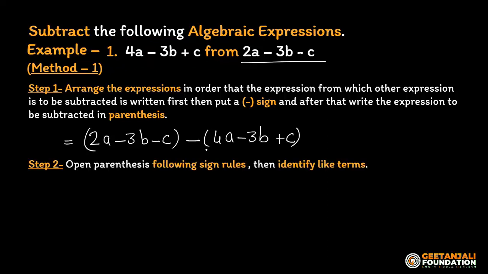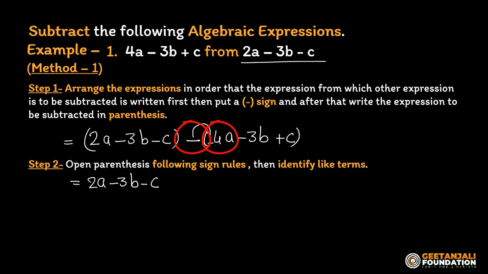Now in the second step, we have to open parentheses. So when we open parentheses, we always check sign before the parentheses. So before this parentheses, the sign is plus. So we will write this expression as it is. So it will be 2a minus 3b minus c. So we have written first expression. Now when we open this parentheses, we need to consider this sign. So here minus. And the sign here before 4a is plus. If nothing is mentioned, it means it is a plus sign.